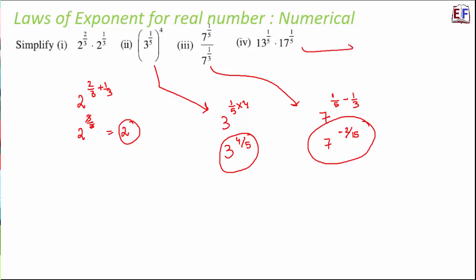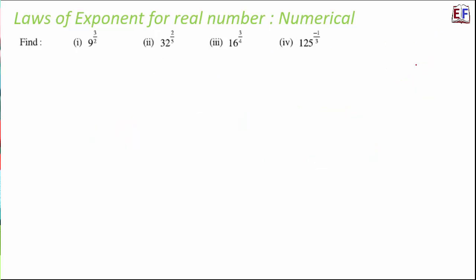Okay. Fourth one, 13 to the power 1 by 5 into 17 to the power 1 by 5. So 13 into 17 to the power 1 by 5, which is equal to 221 to the power 1 by 5. Let's practice a few more questions. 9 to the power 3 by 2. So we have to simplify it further. So how can we simplify? Well, 9 being a perfect square can be written as 3 to the power 2 because 3 into 3 is 9. So 3 to the power 2 multiplied by 3 by 2 because 3 by 2 was already there. This 2 will get cancelled. So this becomes 3 to the power 3.